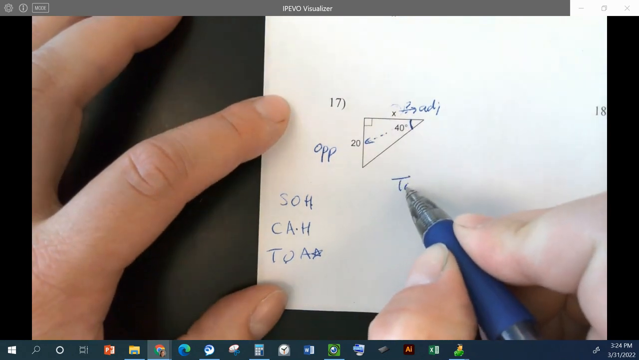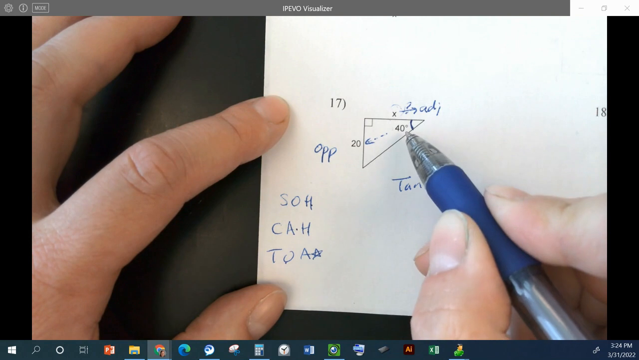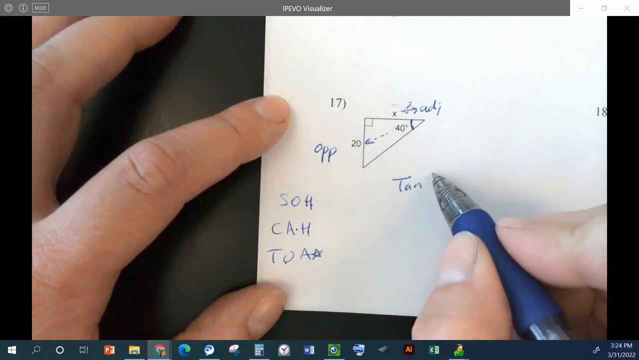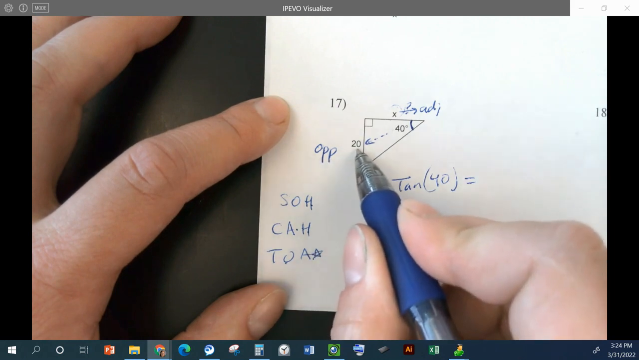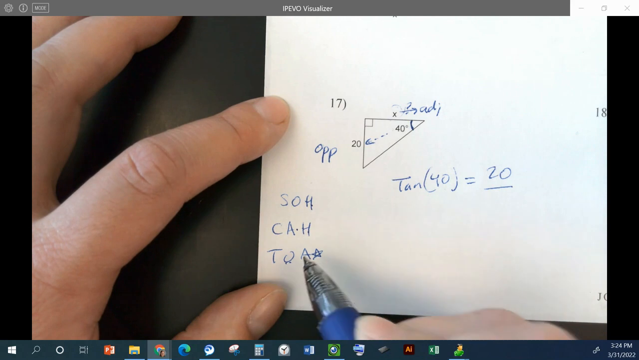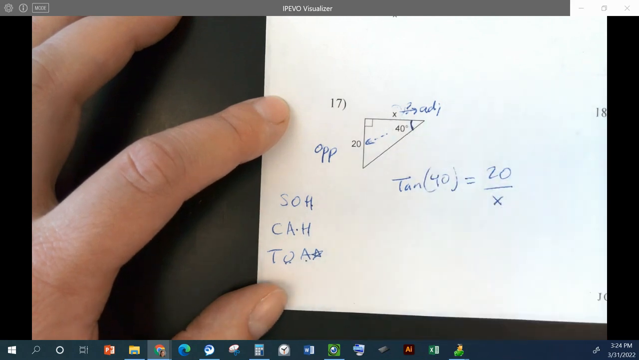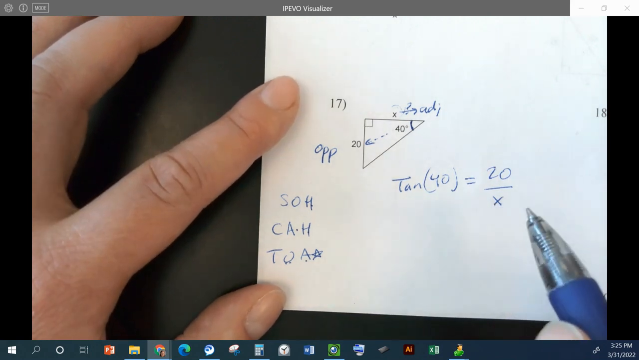So tangent of our angle, so the tangent always has to go with an angle. So tangent of 40 is opposite, which is 20, over adjacent. The adjacent is x. So this is a good one. This one's harder. So we're looking for x. We're trying to get x by itself.